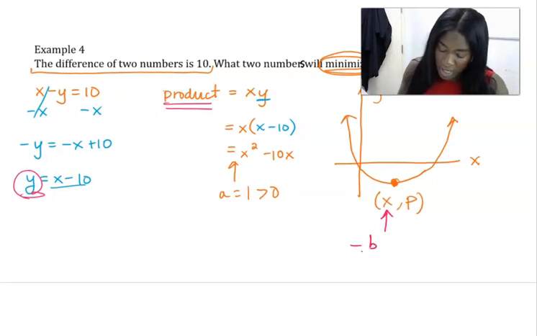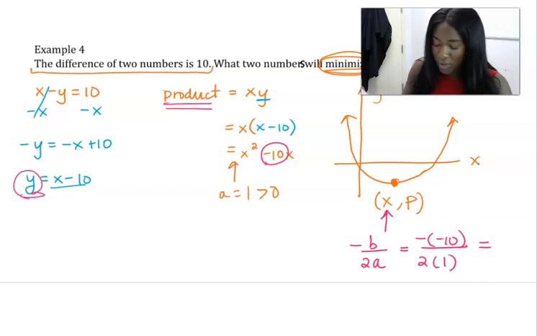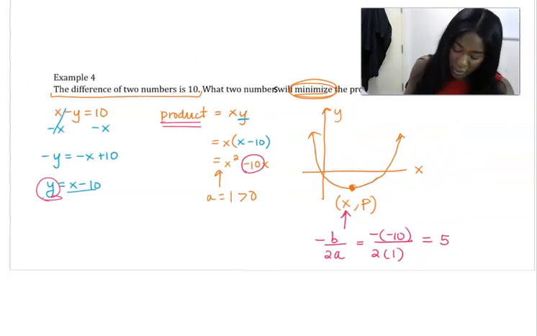So that x value is negative b over 2a. B in this case is a negative 10, so we have negative 10 over 2a, and a is 1. So we have 10 over 2, which is a 5. So now we know that x is equal to 5.